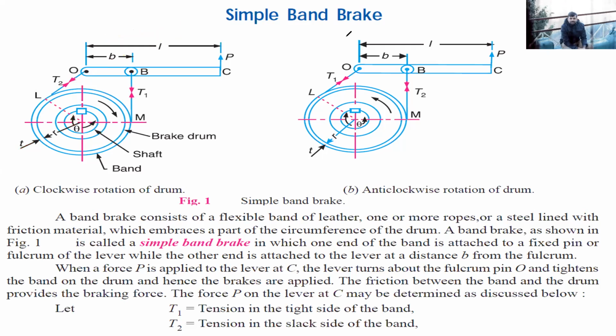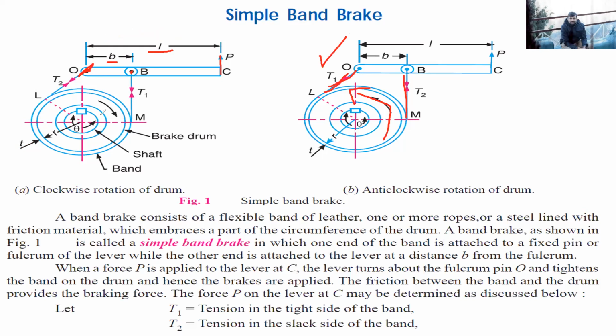Again, this diagram is also similar. Only difference is in this, the wheel is rotating in anti-clockwise direction. So this will be T1. Okay, this will be tension T1, and T2 will come over here. Now the distance of this point where the T1 is acting from fulcrum point is b, and the distance of the point where this force P is acting from the fulcrum point is L. All right. So again, we will be taking moment about this fulcrum point.